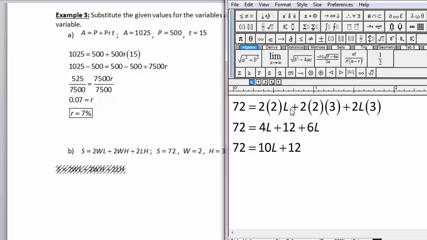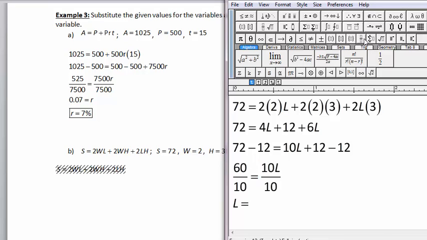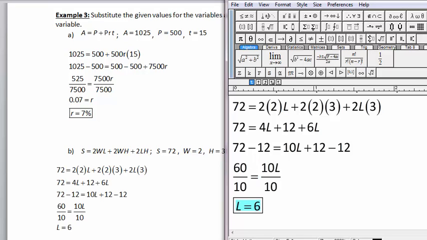And now we'll start the solving process. We've got it all simplified. To get rid of the 12, we're going to subtract 12 from both sides. So that's going to give us 60 equals 10L. And then we know that if we divide both sides by 10, we'll get 6. So our final answer for this one is that L, the length of this shape, is 6.